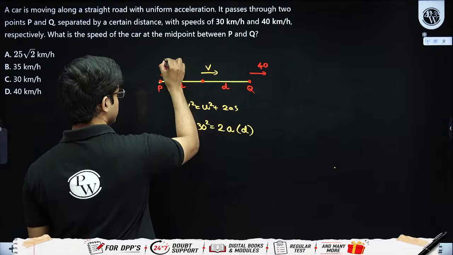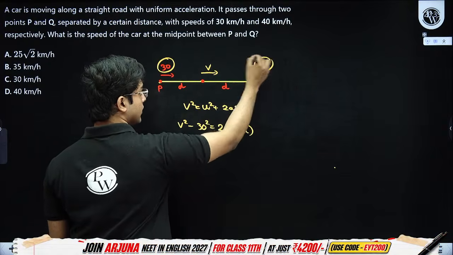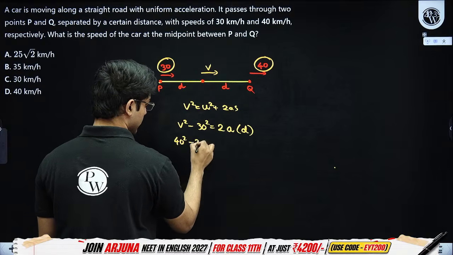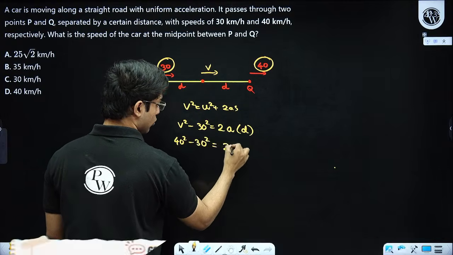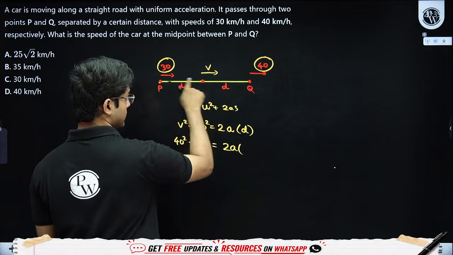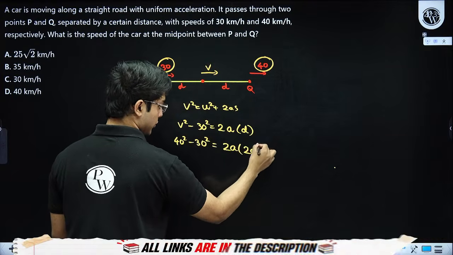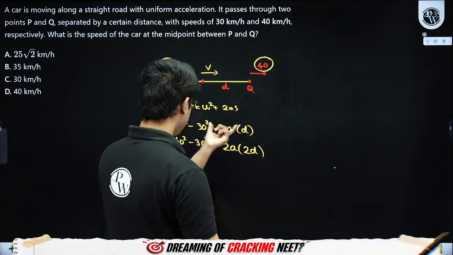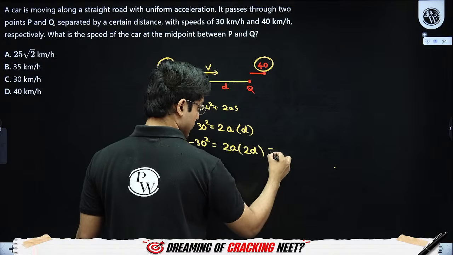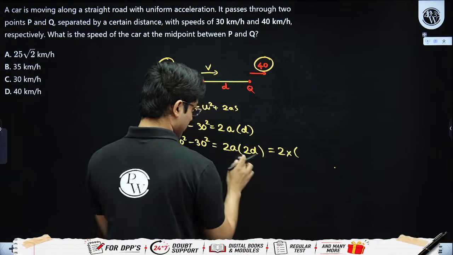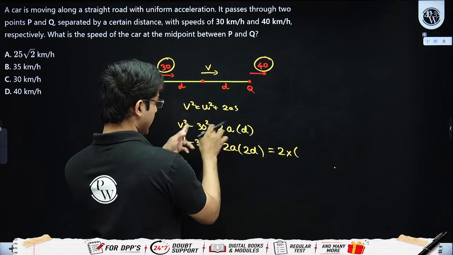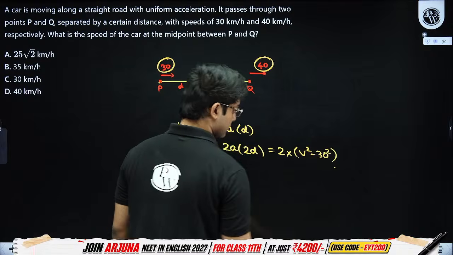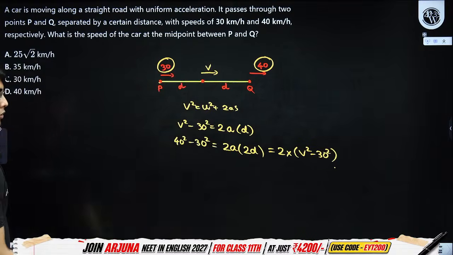And then I'll apply it from the starting till the final point. So 40 square minus 30 square is equal to 2 into a into displacement, and now the displacement is 2d. So 2ad is this, so this is nothing but 2 into 2ad. 2ad I can write as v square minus 30 square. That's all. Now we just have to solve this.